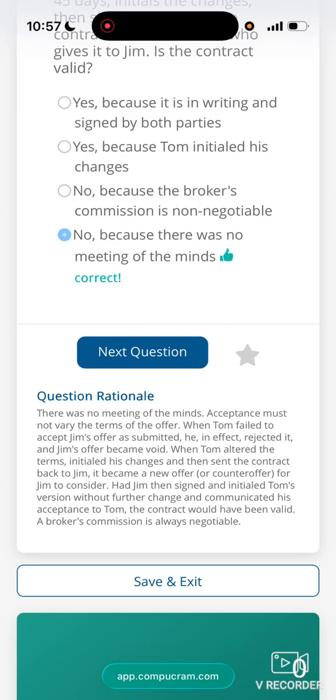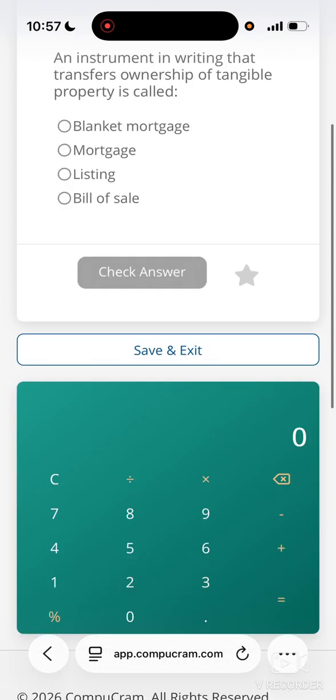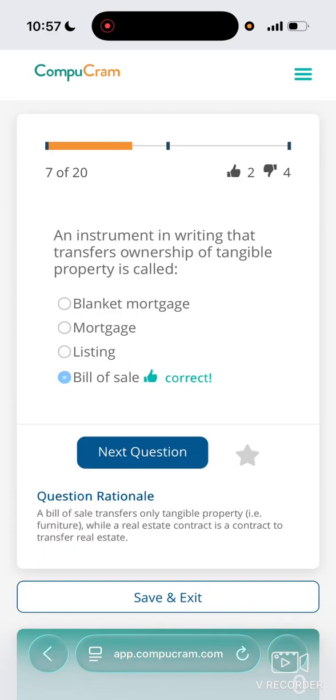A broker's commission is always negotiable. Next question. An instrument in writing that transfers ownership of tangible property is called: blanket mortgage, mortgage listing, bill of sale. Let's try bill of sale. A bill of sale transfers only tangible property, i.e. furniture, while a real estate contract is a contract to transfer real estate.